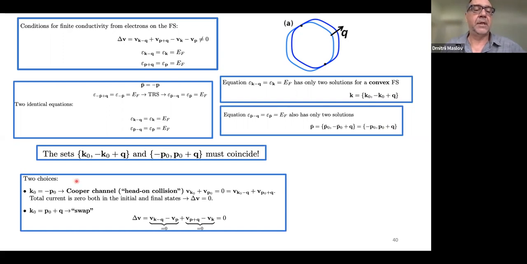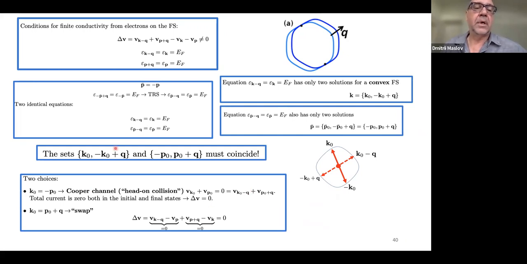But that means that we're in the Cooper channel or head-on collision, when the momenta of the initial states are opposite to each other. That means that the total velocity is equal to zero, and the final velocity is equal to zero, and there is no current in the initial state, there is no current in the final state, nothing to be relaxed, so the factor of delta v is equal to zero.